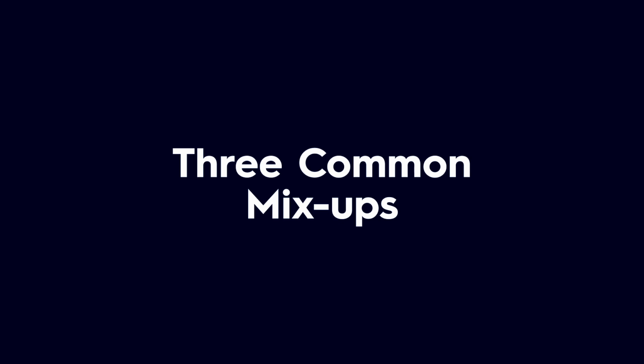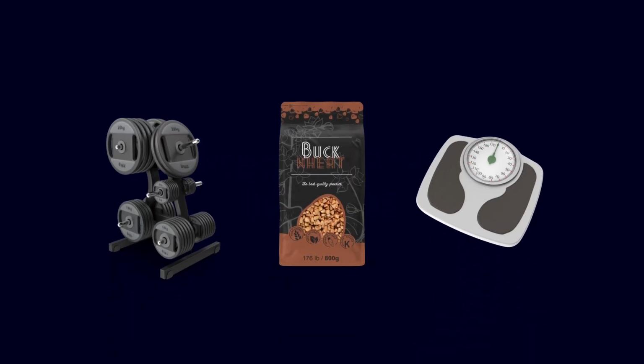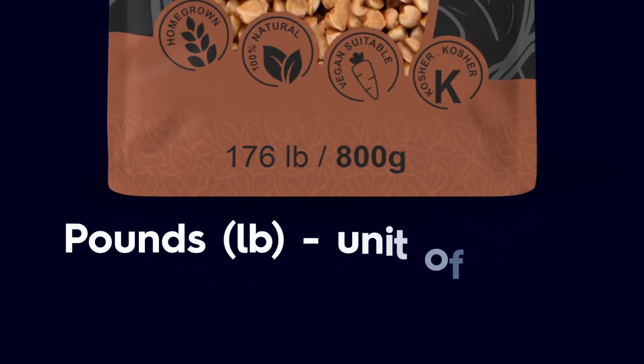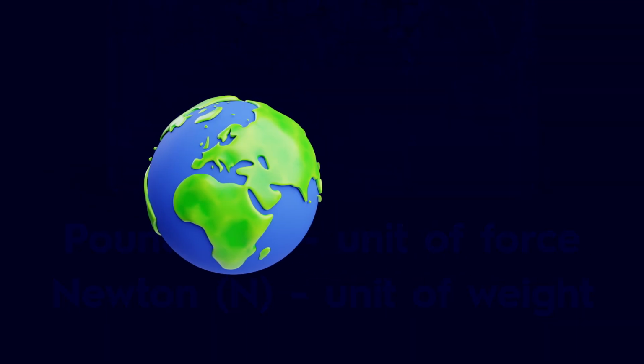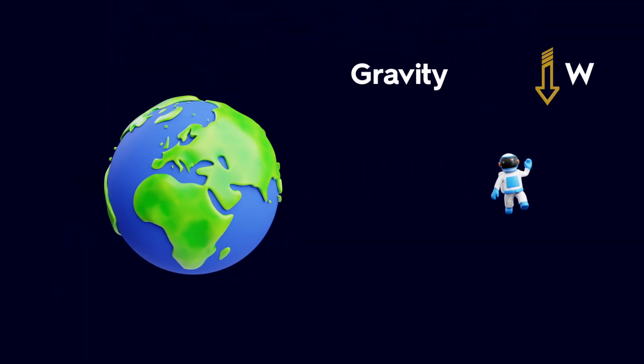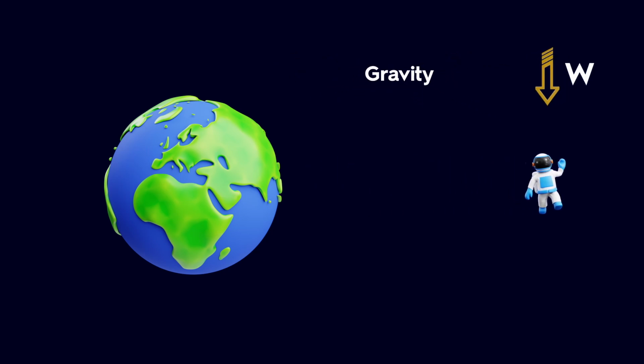Before we wrap up, watch out for three common mix-ups. First, everyday language often says weight when it really means mass. Second, pounds are a unit of force, while newtons are the scientific unit for weight. Third, as you move farther from the planet, gravity gets weaker, so true weight decreases.